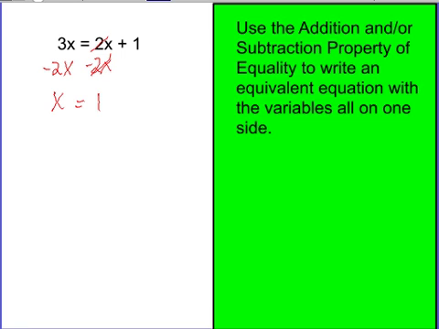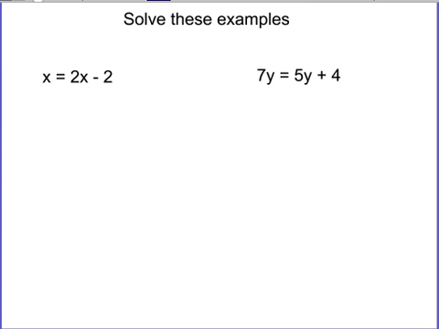And we can check that solution by substituting the 1 back into the original equation wherever we see an x. So it's 3 times 1 equals 2 times 1 plus 1. 3 times 1 is 3. 2 times 1 is 2 plus 1 is 3. So that solution checks. And that's really all we're doing, is we want to get all of the variables to one side and all of our constants to the other side. We'll just work our way through some examples.